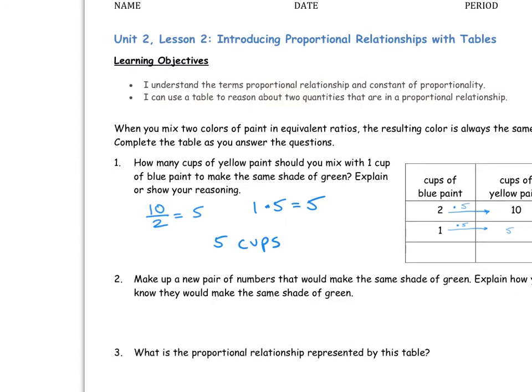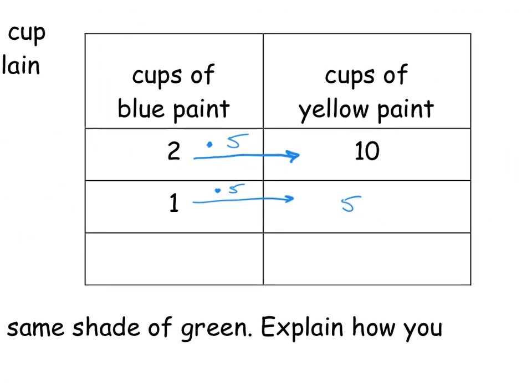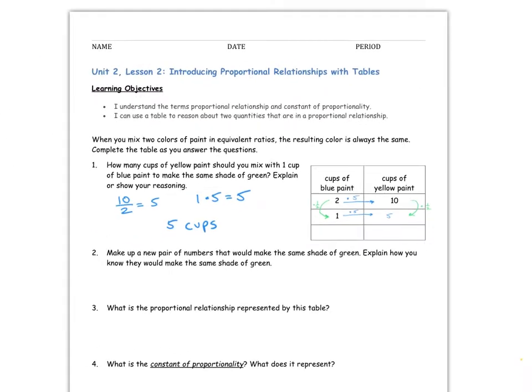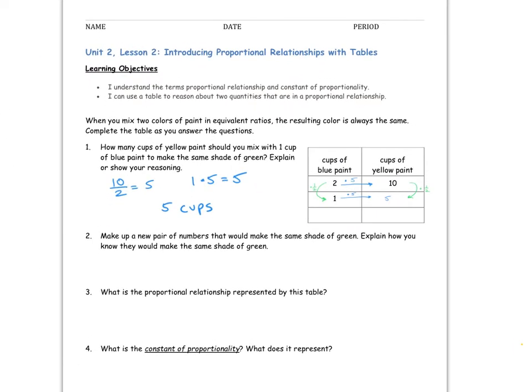Now I want to also point out another strategy that you could have used. You didn't have to use the constant of proportionality, but you could have also used the scale factor method and worked down the table. When we work down the table, we would ask ourselves, how does 2 turn into 1? We know that by multiplying by 1/2. If I applied the same method, I could multiply 10 by 1/2 and still get 5. So either method is acceptable.